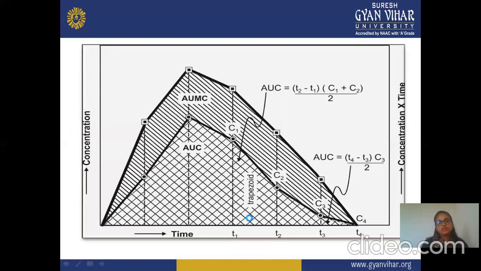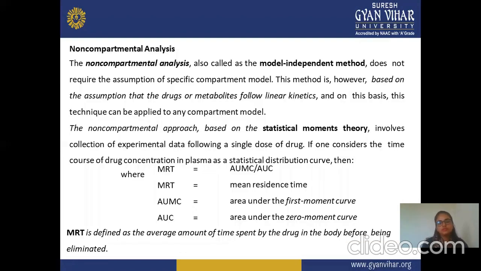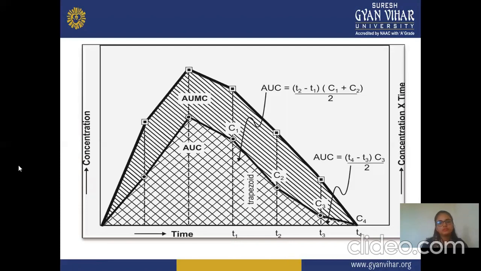This is a graph of concentration versus time. On one axis you plot the time, on the other the concentration. Here is the AUC, and this is the trapezoid for C1, C2, C3 and C4. The formula for AUC of a trapezoid is T2 minus T1, in brackets C1 plus C2, divided by 2. The next formula is for the next segment: T4 minus T3, in brackets C3 plus C4, divided by 2. This is the second formula.